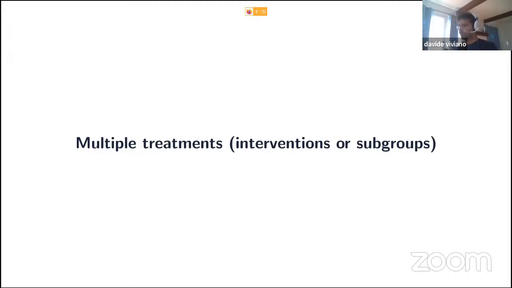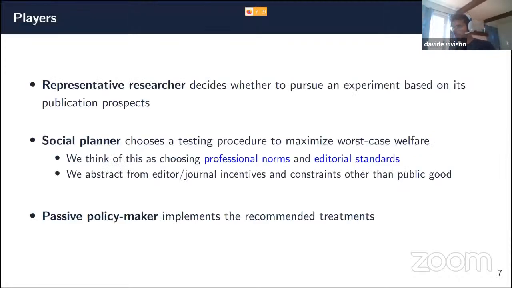Let me discuss the problem with multiple treatments. So the players that we have are the following. First, we have a representative researcher, and the researcher decides whether to pursue an experiment based on its publication prospects. So the only decision that the researcher has is whether to run the experiment in the first place or not. There exists then a social planner, which chooses a testing procedure to maximize the worst-case welfare. Again, worst case with respect to the policy effects. That is, the social planner doesn't know what's going to be the policy effect of a given recommendation, and so it's going to be conservative with respect to that.